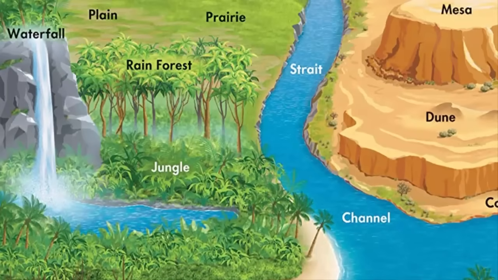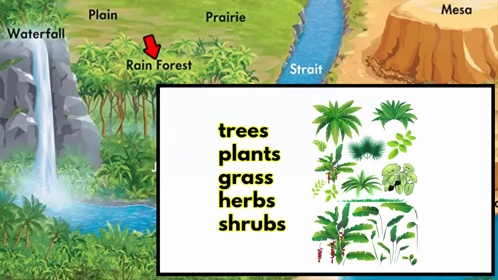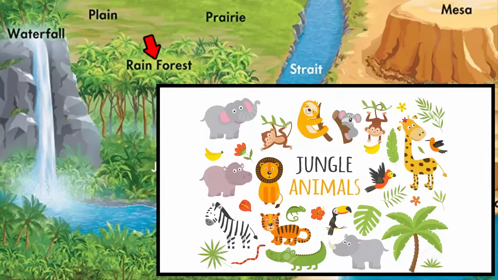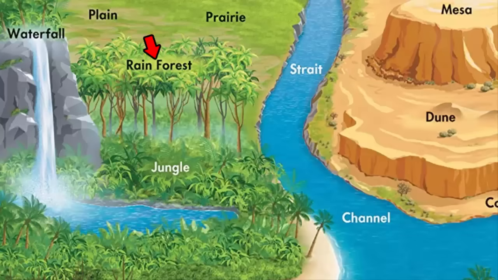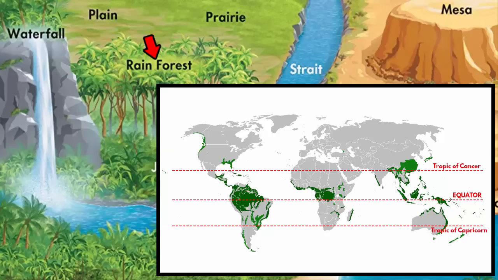The next one is rainforest. It can also be called a jungle. The most common meaning of a jungle is a land filled with natural vegetation and has a vast lush green cover of trees, plants, grass, herbs, shrubs, etc. Apart from natural vegetation, you will also find a variety of animal species. Most of the jungles in the world can be found in the equatorial region. In other words, tropical region. When we say tropics, it lies between the latitude lines of the Tropic of Cancer and the Tropic of Capricorn.